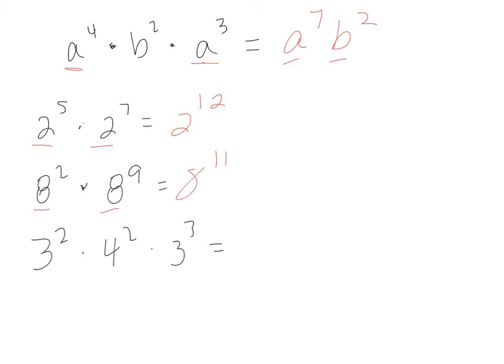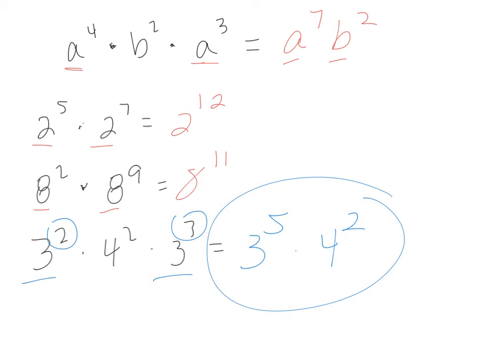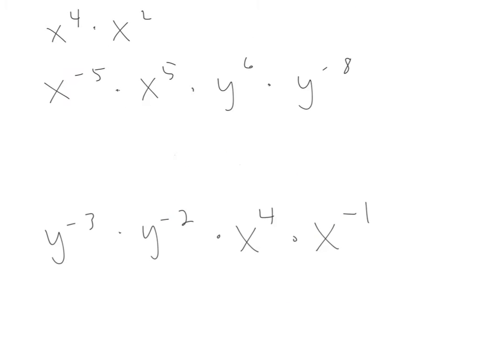3 squared times 4 squared times 3 cubed. These are the same. Keep the base. 2 plus 3 is 5 times 4 squared. And later on we will expand it where we would get 4 squared is 16 and we would just multiply. But you can keep this just like that for now. Multiply. X to the fourth times x squared. Bases are the same. 4 plus 2 is 6.